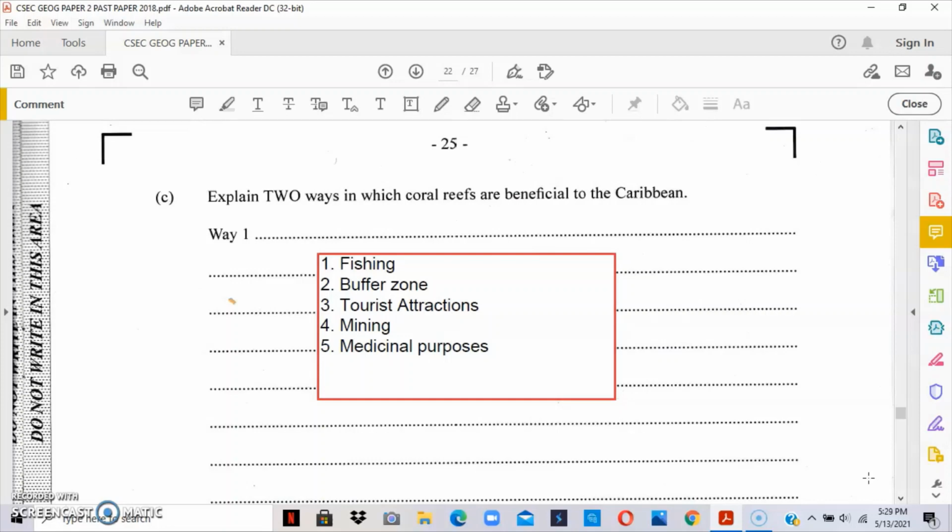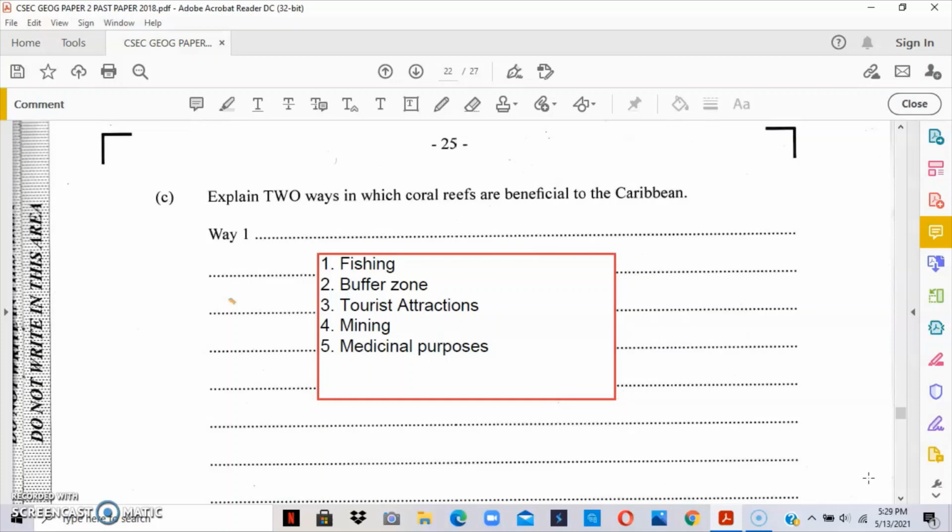Coral reefs act as tourist attractions as well. We know that tourists want to go and look, as well as pick pieces of coral as souvenirs. And we know that coral reefs are classified as the rainforest of the sea, which means that they're beautiful, and tourists tend to go where they can see beautiful things as well.